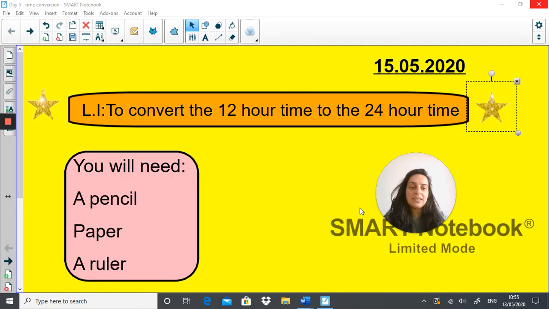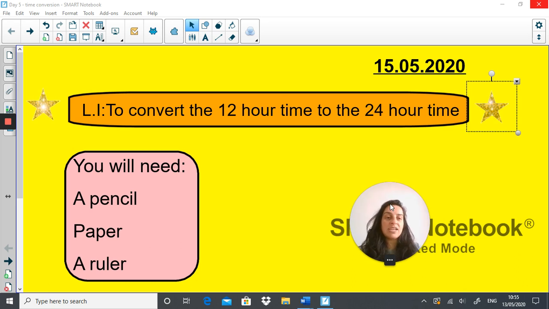Right, so let me minimize my screen so we can see what we are doing today. This has been our guide for the last 3 days, and it's to convert the 12-hour time to 24-hour time. Before we start, the date for today is the 15th of May 2020. It's Friday, as we discussed, and the LI is to convert the 12-hour time to 24-hour time. You will need a pencil, some paper, and a ruler.